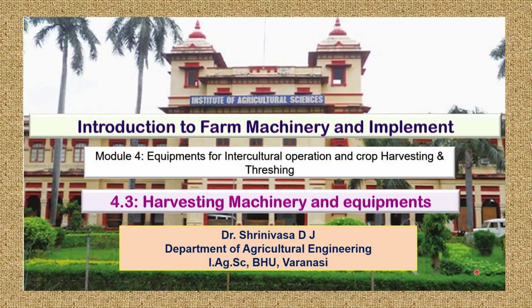In this class, once the interculture operation is done and the crop is growing well and reaches maturity level, then the next operation in the crop production process is harvesting, and that is what we are going to discuss: various harvesting tools and machinery which will be used to harvest the crop.